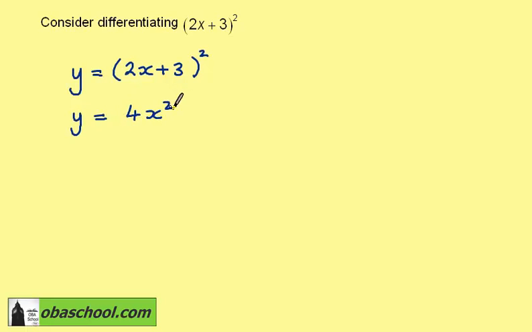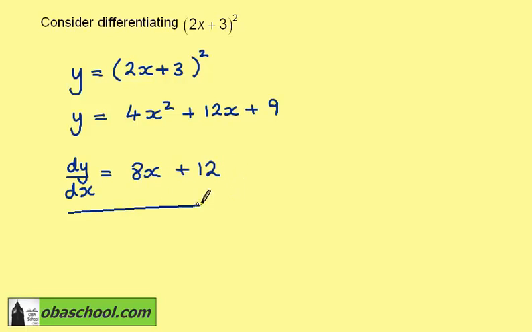Here, if we expand, we'd get 4x squared plus 12x plus 9. This is now in the correct form to differentiate, so we can do dy/dx, and this will give us 8x plus 12, and of course the constant disappears. So the answer is 8x plus 12.